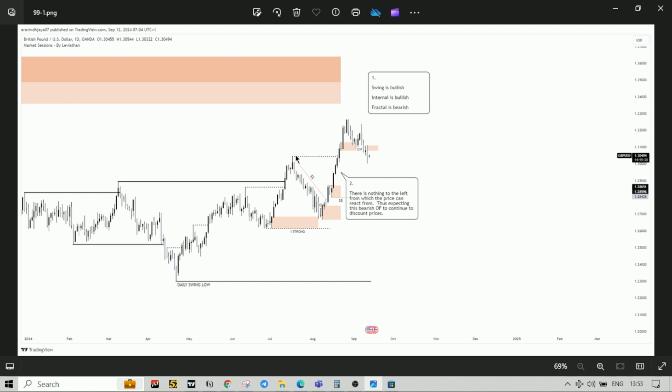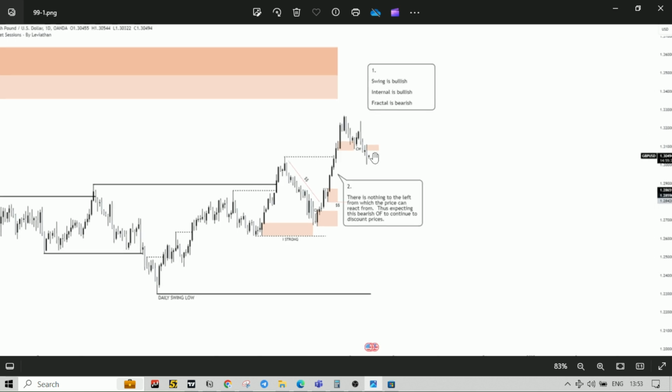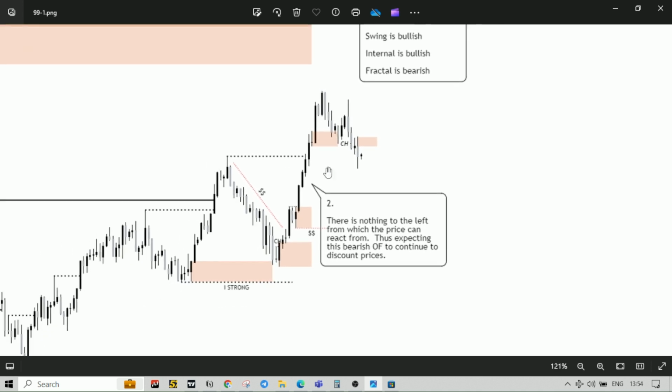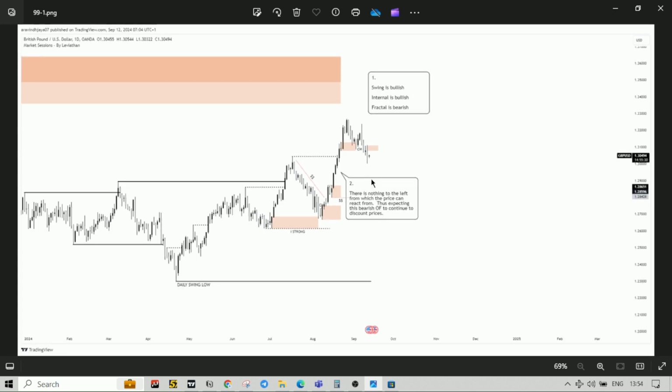Swing structure is bullish. Internal is also bullish. The price has chocked bearish, so I can expect this bearish order flow to continue. And also there is nothing to the left, and these are all small pullbacks. So these are all the demand zones in the lower time frames, but in the higher time frame, this is not a demand zone. So I can expect the price to continue the bearish order flow till it reaches some significant demand to the left. So it's very clear the bias is bearish on the GU.